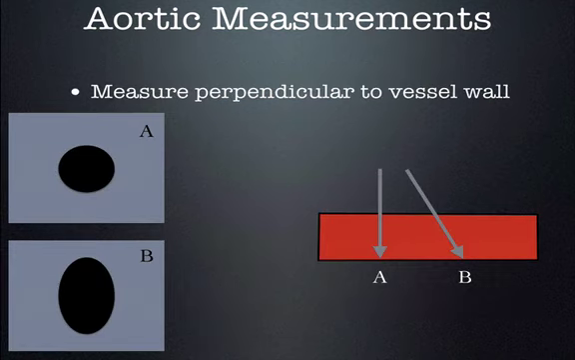Also, make sure that your scan surface is perpendicular to the vessel wall. If you look at image A and you're perpendicular to that vessel wall, it gives a nice circle appearance. Whereas if the probe is fanned slightly towards the head or slightly towards the feet, it's going to give an egg-shaped appearance, as you can see in the B example. That is going to produce a falsely enlarged aorta, giving kind of an egg-like appearance.